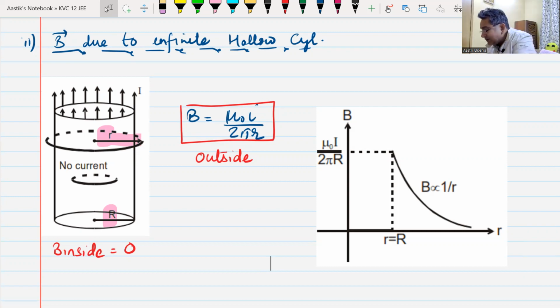Do we understand this? Yes, sir. Understood, sir. Remember, all these cylinders are infinite. Shall we move ahead in life? Yes, sir.